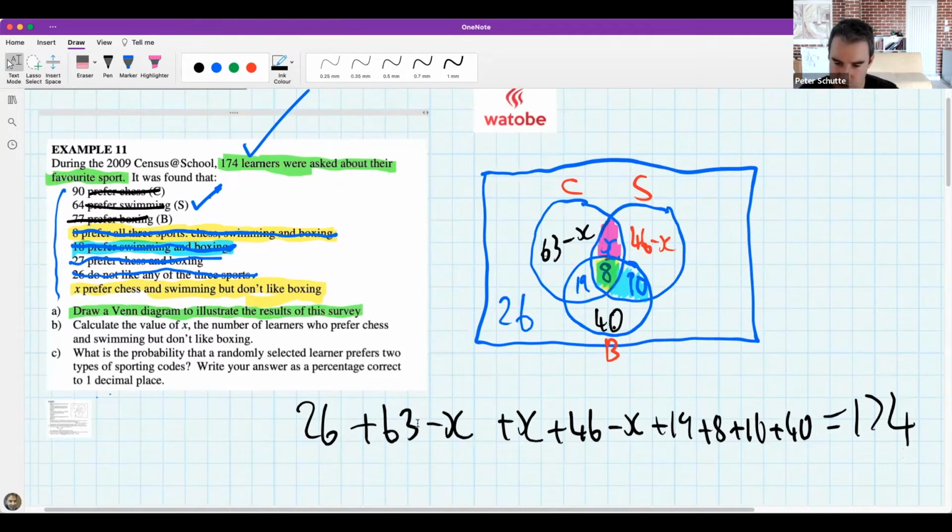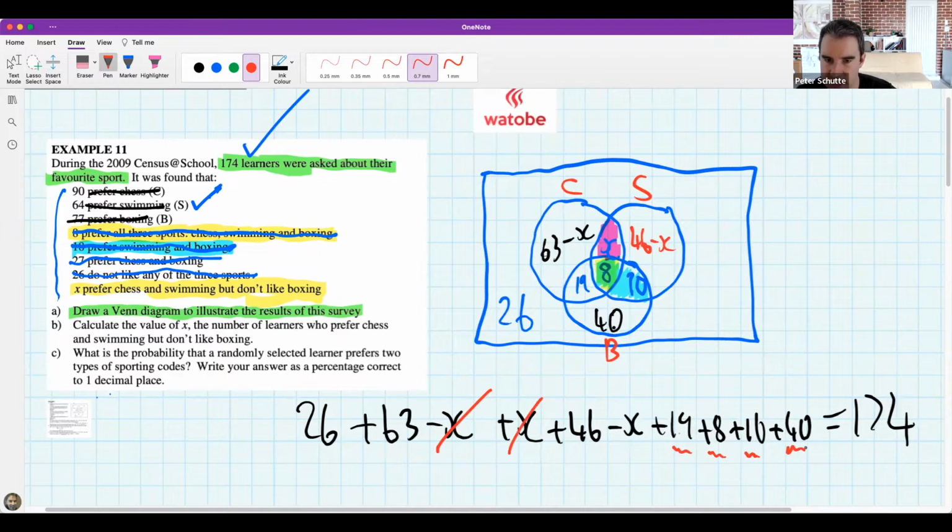So you have to do a bit of algebra. The good news is you've got minus x and plus x. And then you just need to add up all these numbers, 19, 8, 10, 40, 26, 63. What does that give you as a number?